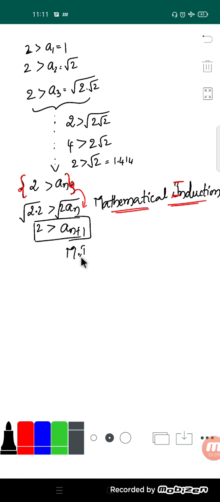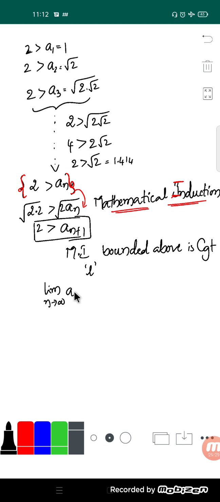So a monotonically increasing sequence which is bounded above is convergent. So we know that it converges to a finite limit L. That means the limit as n tends to infinity of a_n is equal to L. We can also say the limit as n tends to infinity of a_(n+1) is also L, since as n tends to infinity, the next term a_(n+1) also tends to L.